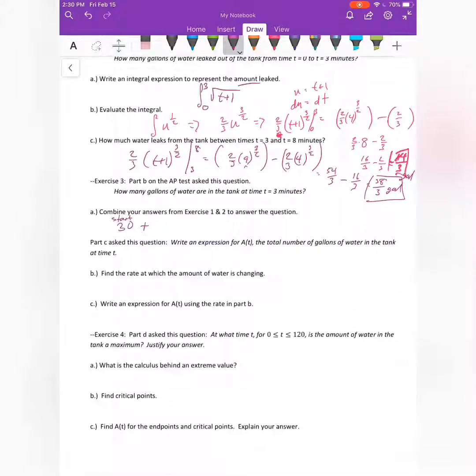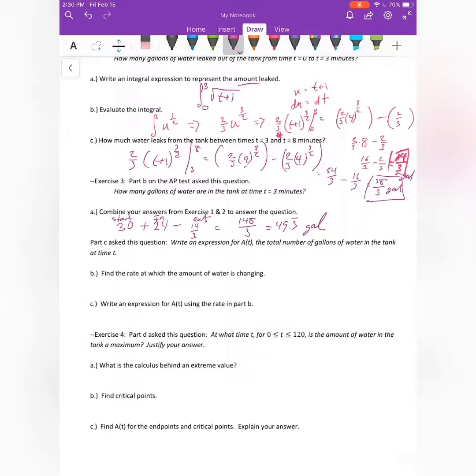That's 24 gallons. So we can add 24, and I'll call that in, and we're going to subtract the water that leaked out, which we just found to be between 0 and 3. That's the red one up there. That's 14/3. So you're always going to have a starting amount. If you've got a rate in, rate out problem, you add the amount that came in, subtract the amount that came out, and doing the quick math there, that is how many gallons are in the tank total at time 3.